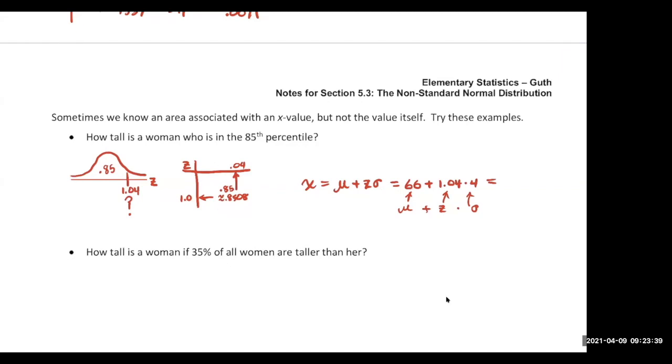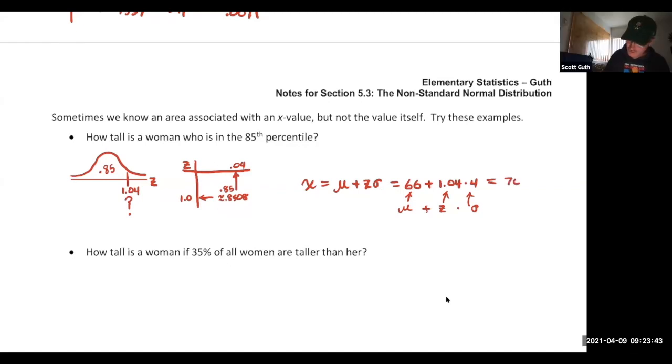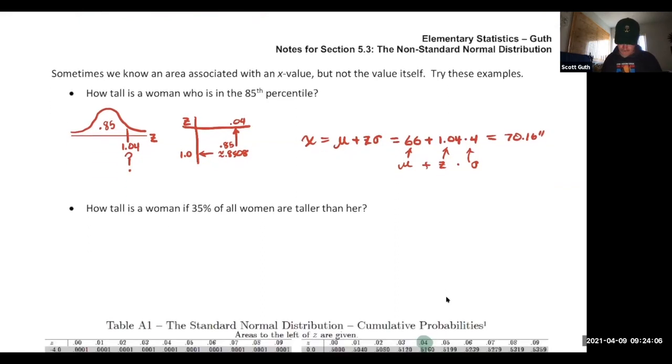70.16. Perfect. She's basically 70 inches tall, right? We'll put inches, and it's too precise, but go ahead and carry all the precision. We're just showing your teacher that you can get it to the nearest hundredth or whatever place you got there. Okay, any questions about that? You get to do one more.